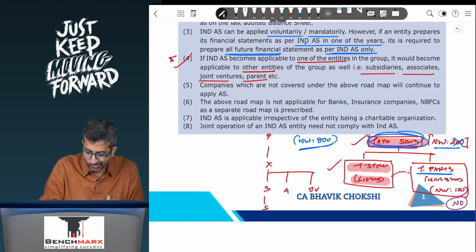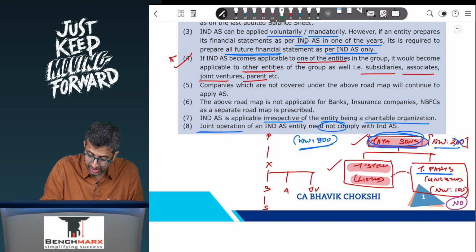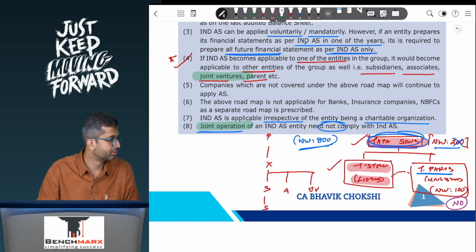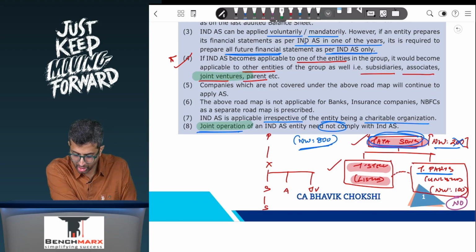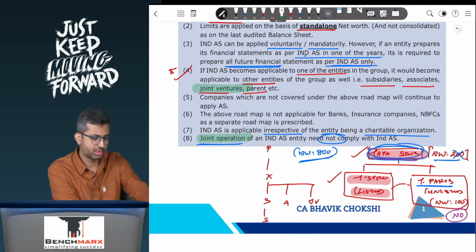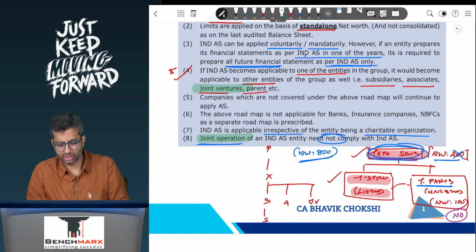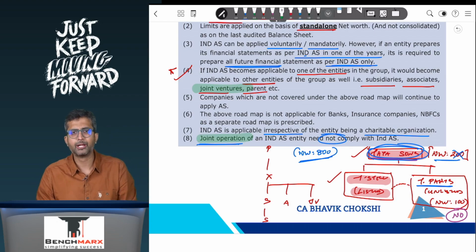So over here, Ind AS is applicable irrespective of whether you are a charitable organization or not, and a joint operation need not comply with Ind AS, but a joint venture will have to follow Ind AS. You will study this under a separate standard. So this is your roadmap applicable for companies in general.